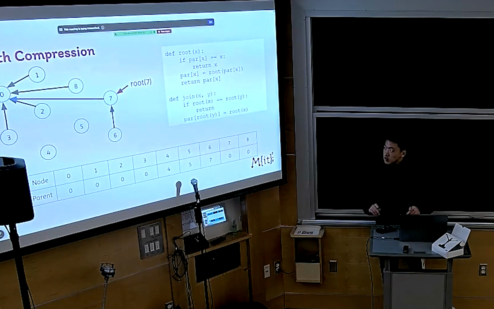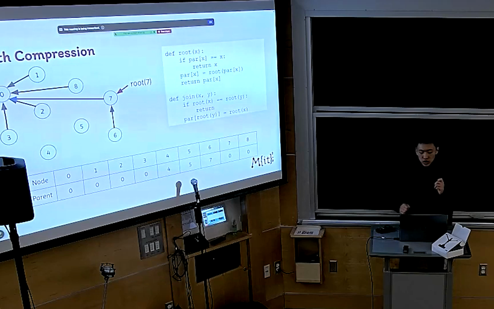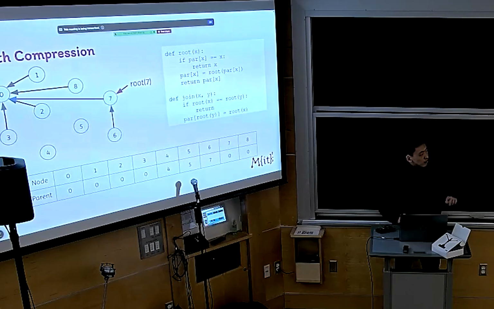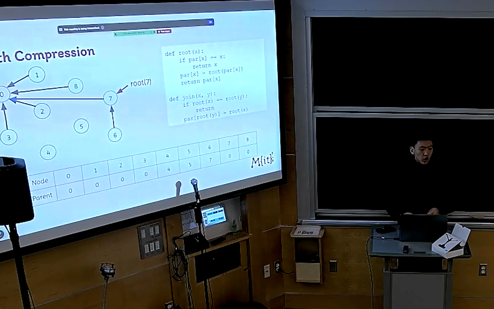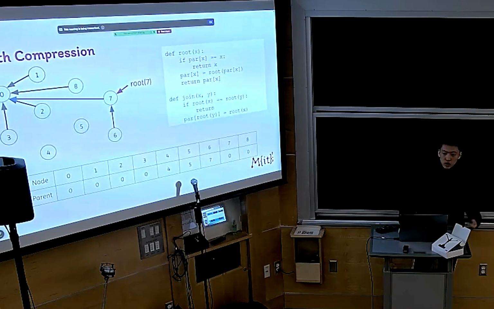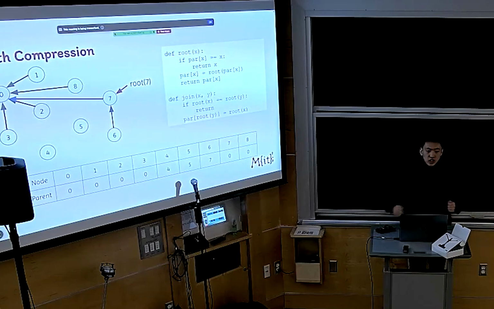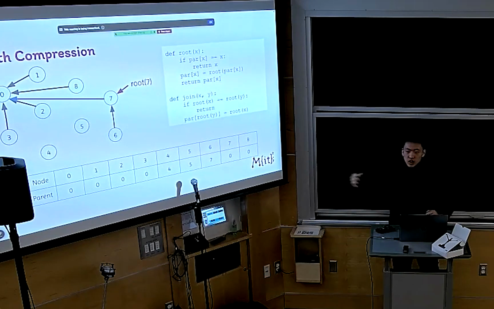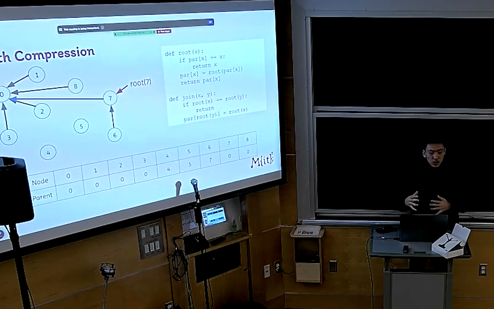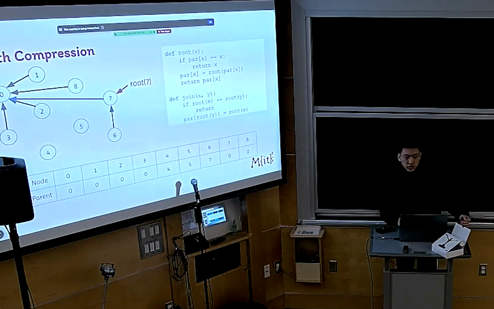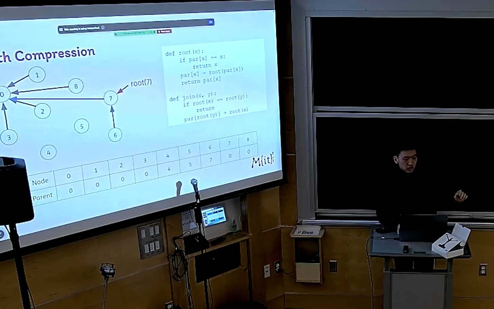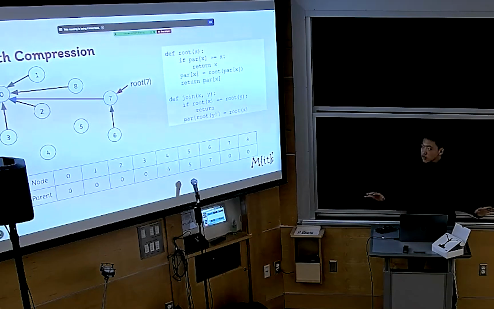And so what ends up happening is if we query node 7 again, node 7 would directly point to the root, and so our future queries on this node would become a lot faster. Does everyone understand how this one line can impact how our root function is able to find the root? This is clear for everyone?